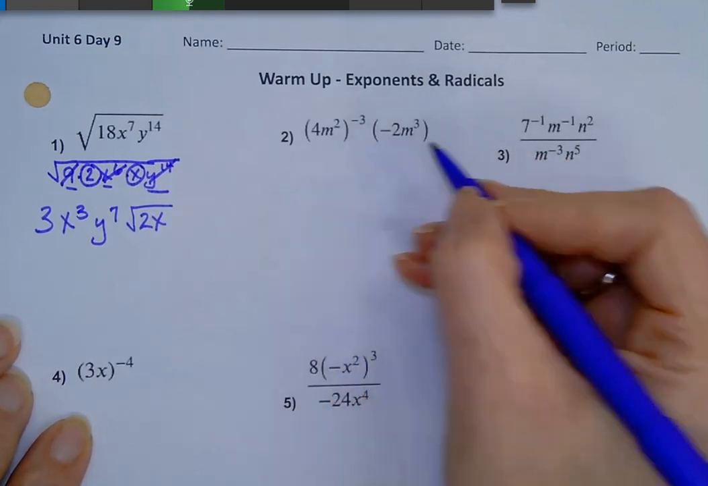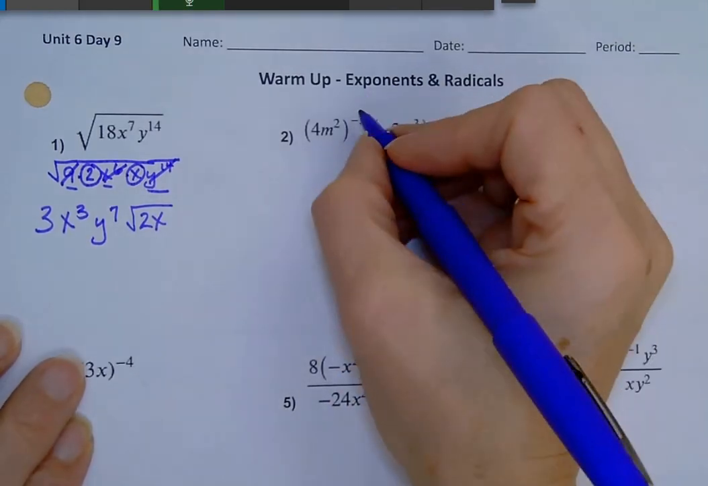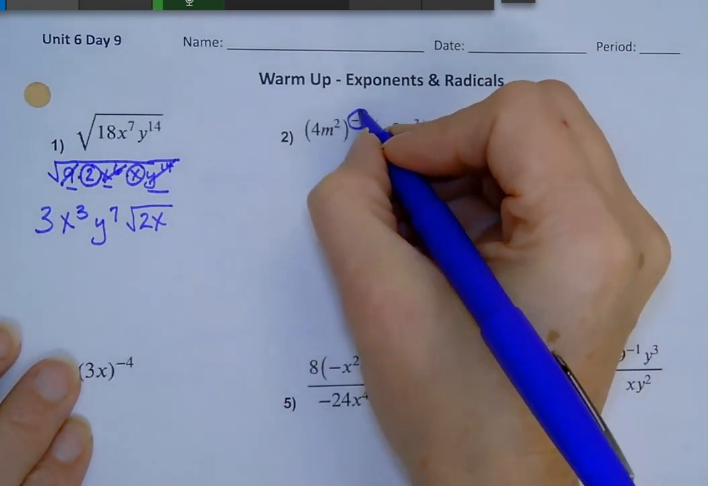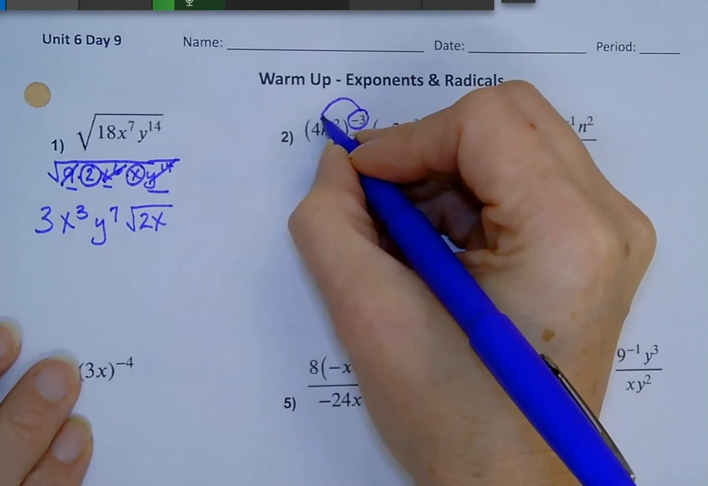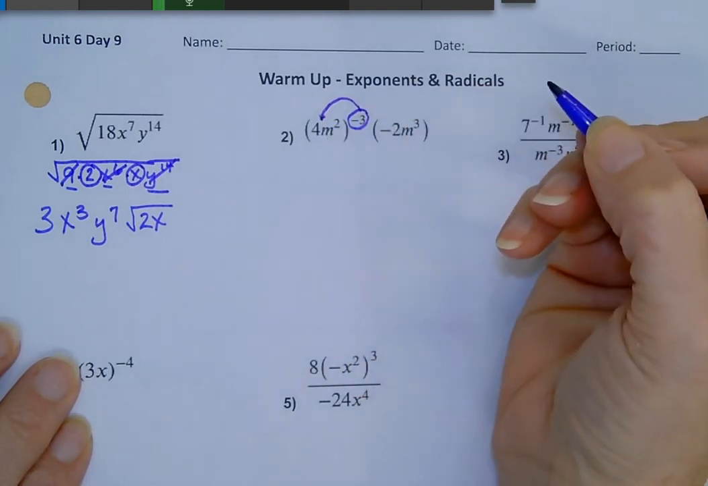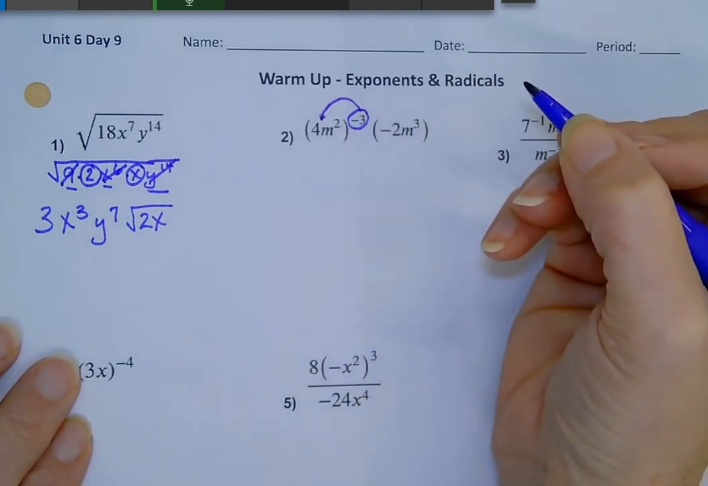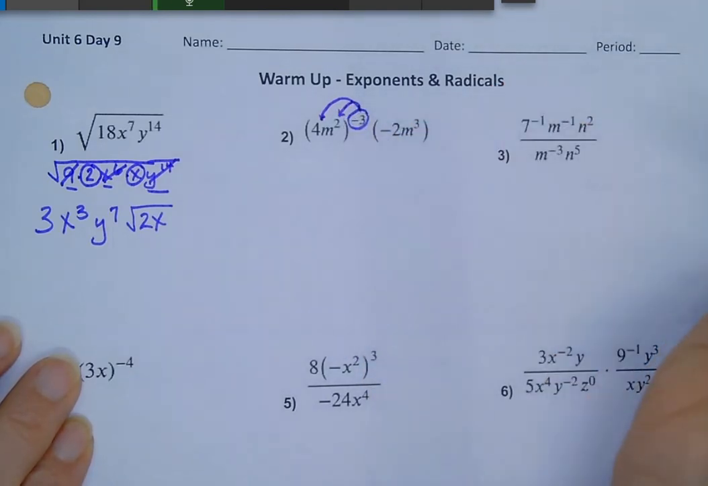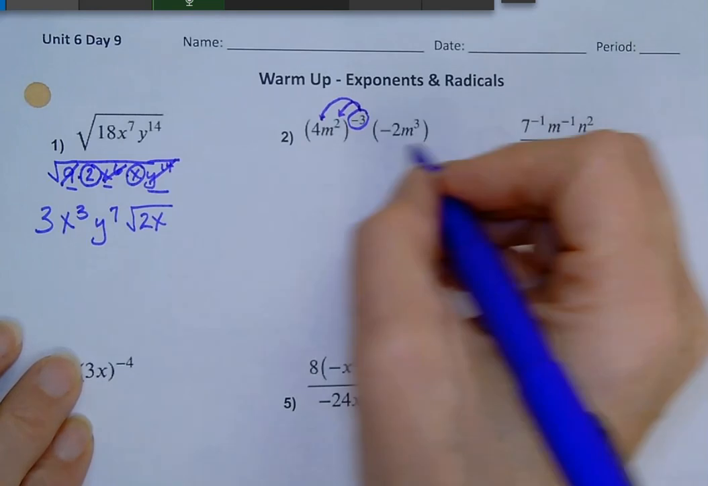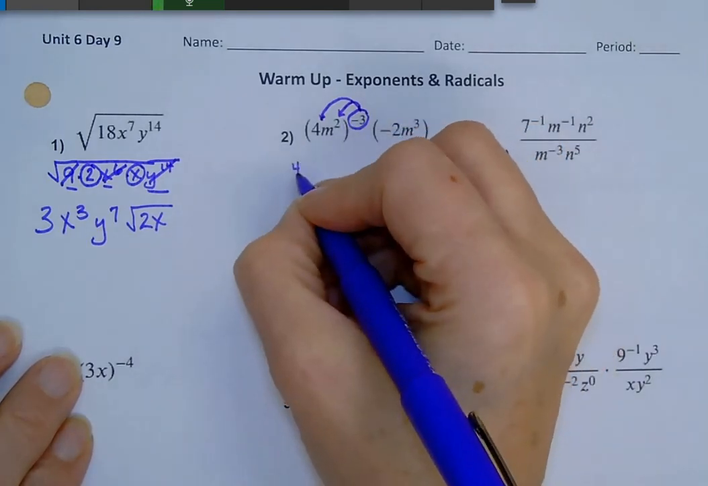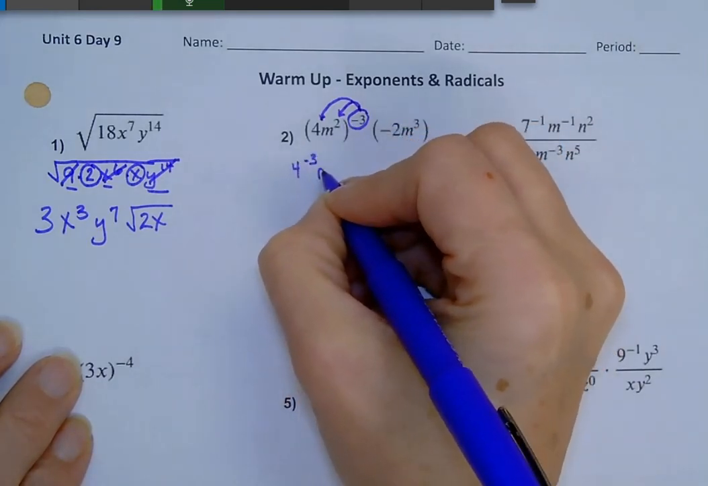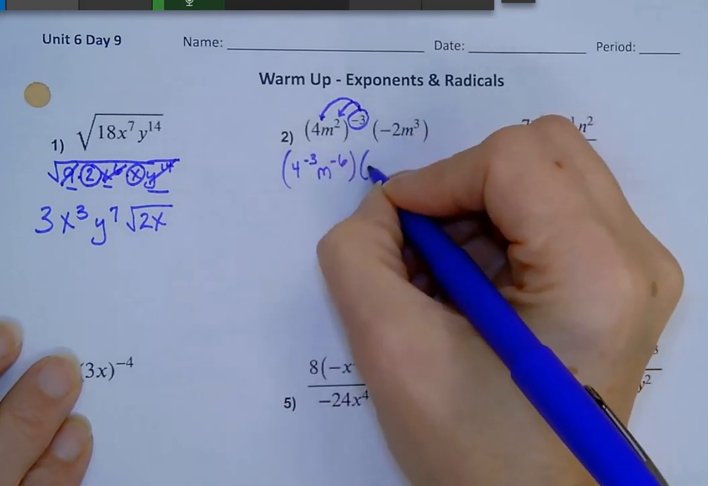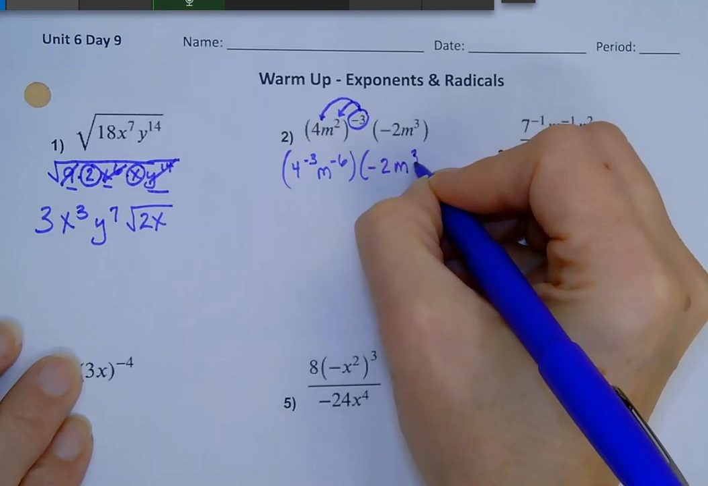Okay, over here I need to remember all of my exponent rules. So I am going to multiply this outer exponent times all of the inner exponents. Remember, this 4, you can't see it, but it has an exponent of 1. So I'm going to multiply 1 times negative 3 there. I'm also going to multiply that outer exponent times the 2 in m squared. So when I do that, I have 4 to the negative 3 times m to the negative 6. And that's all times, over here, negative 2 times m cubed.